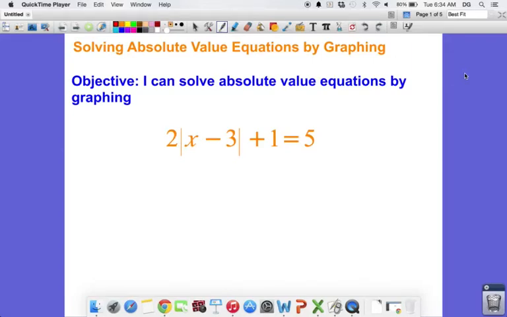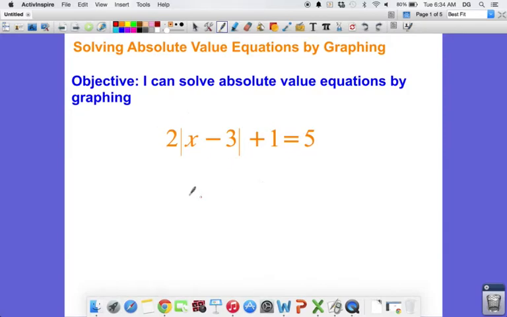Hello everybody, this is Gradius, and this is a video for solving absolute value equations by graphing. So what we're going to do is take equations that look something like this, absolute value equations that we've hopefully seen before, and we're going to solve these by graphing instead of solving them algebraically.